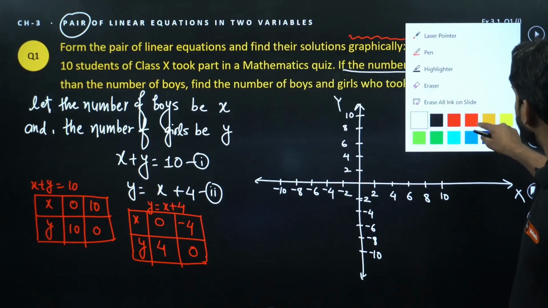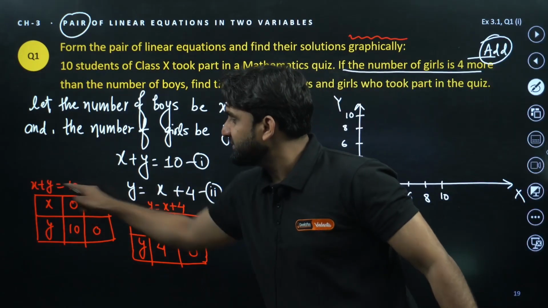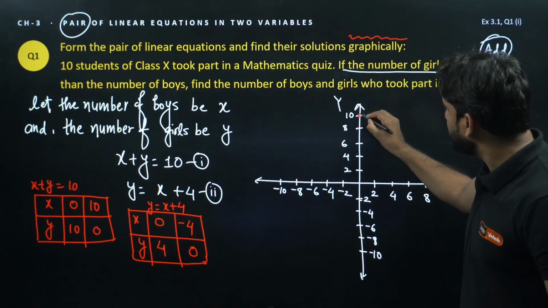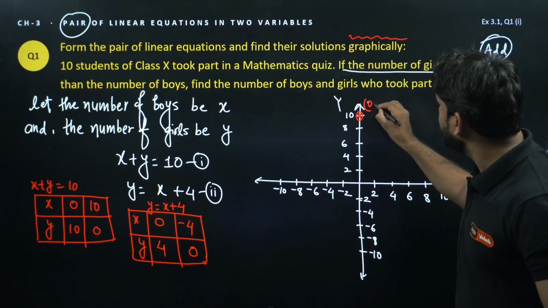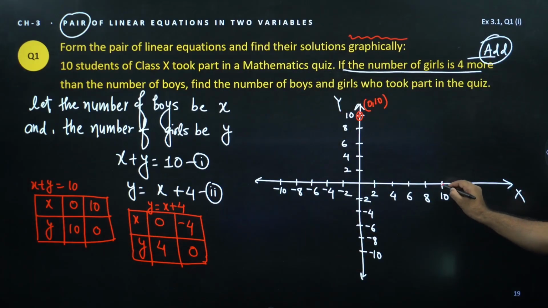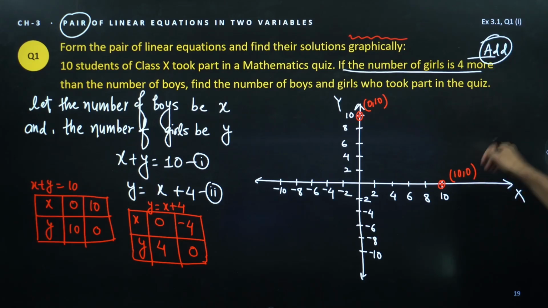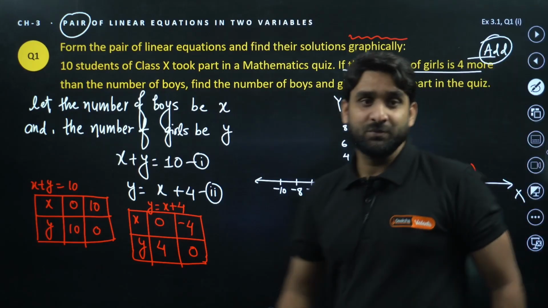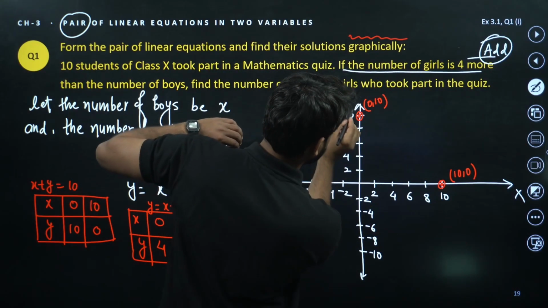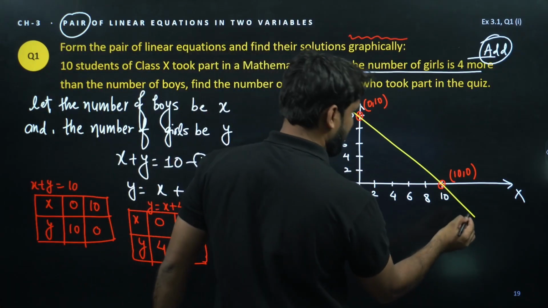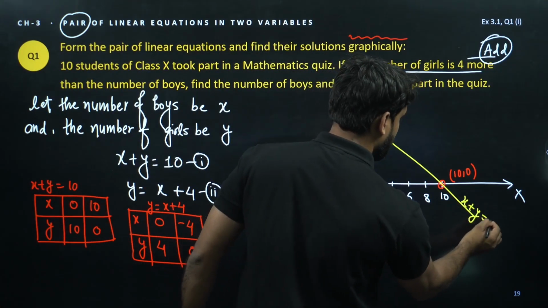What is the first point here? When x is 0, y is 10. So this will be the point 0, 10. When y is 0, x is 10. So this will be here, 10, 0. Now let's join both points. To join them, I'm using yellow color. This line will go this way. This is the line, and we can write the name of the line also: x plus y is equal to 10.